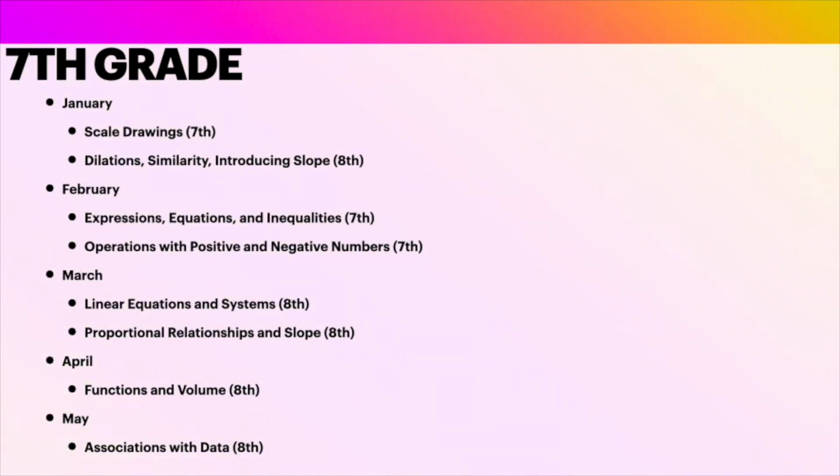In January, 7th grade will look at scale drawings and dilation, similarity, and introducing slope. February will cover expressions, equations, and inequalities, and operations with positive and negative numbers. March will look at linear equations and systems, and proportional relationships and slope. April looks at function and volume, and May will cover associations with data.